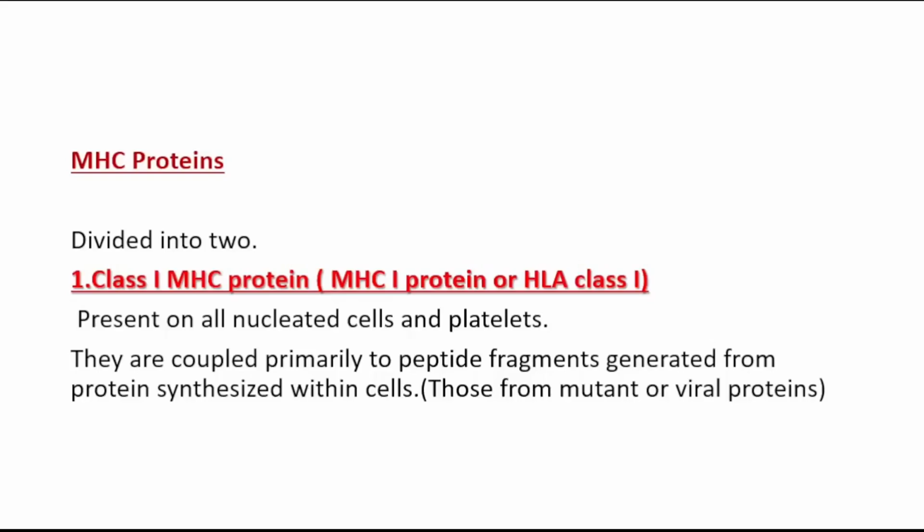Now what are these MHC proteins? MHC proteins are classified into class 1 and class 2. Class 1 MHC protein is present on all nucleated cells and platelets. So all your nucleated cells have MHC1 protein on their surface, attached to peptide fragments generated from proteins that are synthesized within the cells, for example, peptides from mutant or viral protein.